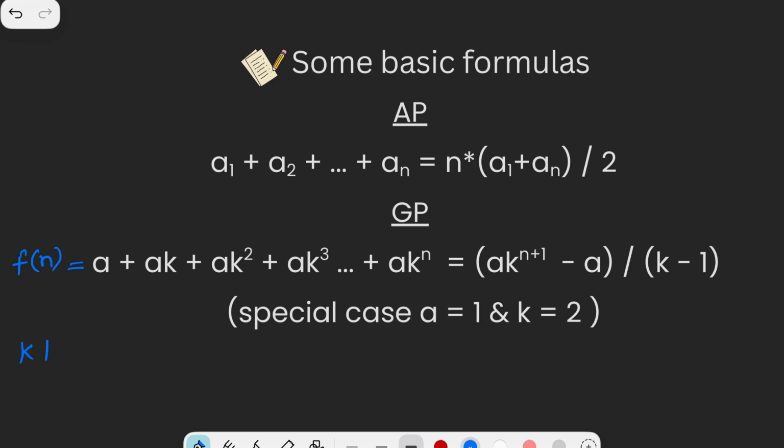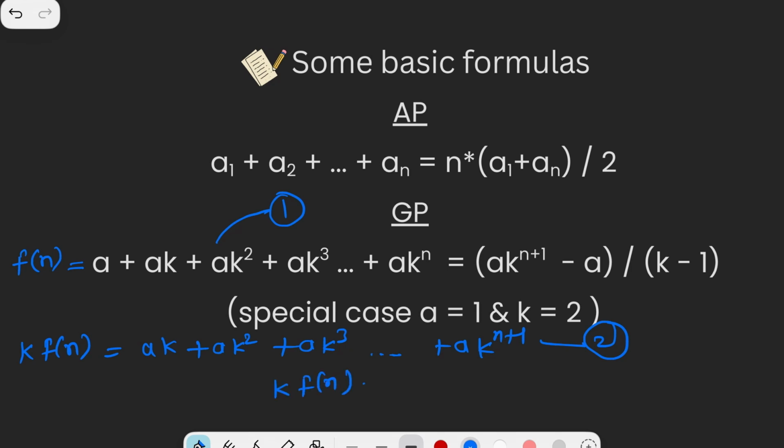So you have k into f of n. And on the RHS you have a into k plus a into k square plus a into k power 3, something like that, plus a into k to the power n plus 1. You subtract equation 1, which is this, from equation 2. So you will have k into f of n minus f of n.